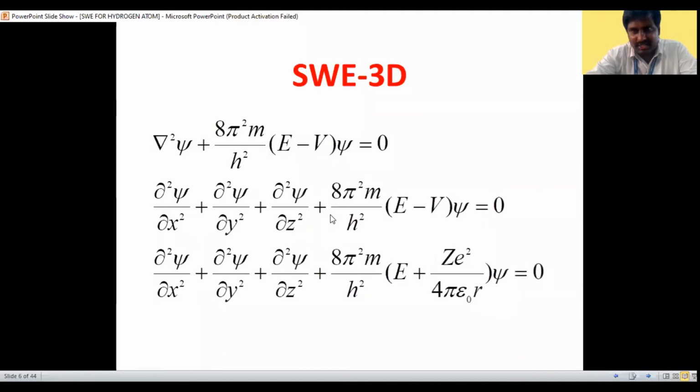Here del square is an operator. The entire dou square psi by dou x square plus dou square psi by dou y square plus dou square psi by dou z square, we can write as del square psi. We can even replace potential energy V with Ze square by 4 pi epsilon into r. This is the Schrodinger wave equation for the three-dimensional box, and this equation has an energy solution and a wave function solution.